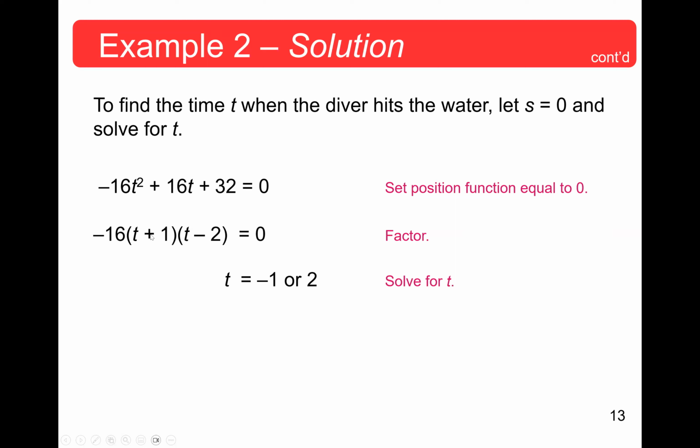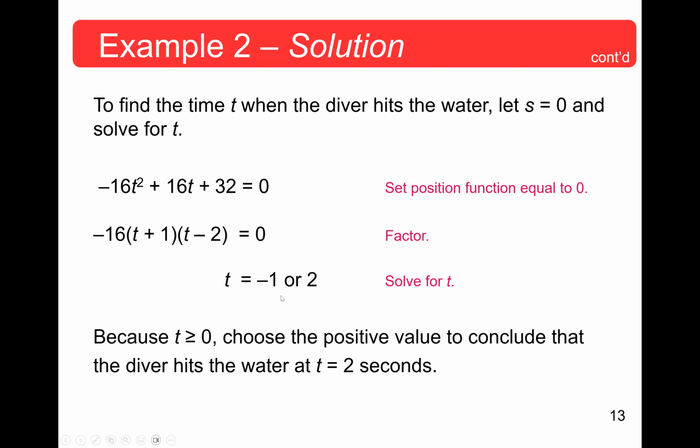So this means we are going to get the values of t, which are negative 1 or 2. Now we know that t cannot be a negative value. So t has to be greater than or equal to 0. So we choose the positive value to conclude that the diver hit the water at t equal to 2 seconds.